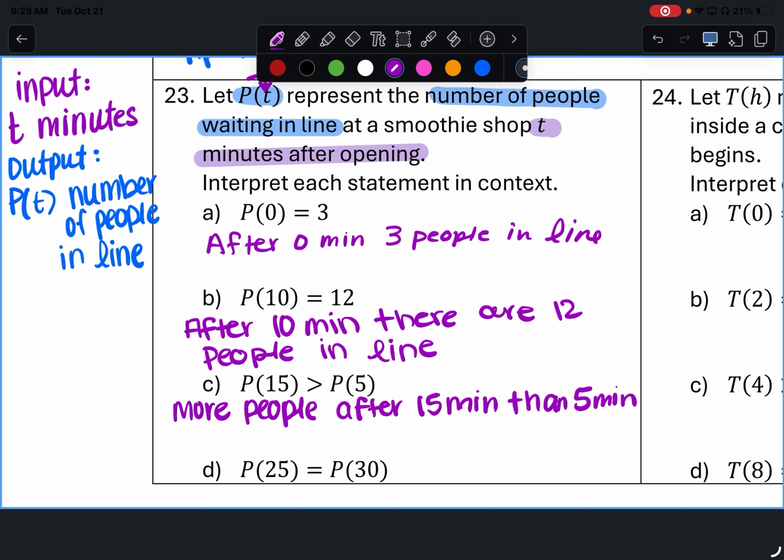If you answer these slightly differently, as long as you are getting the gist of what it means, you are good on the test. I'm not looking for a specific sentence. I'm looking for you to say that it doesn't matter if you say more people after 15 minutes than 5, or at 15 minutes there are more people than 5 minutes, or 15 minutes has more than 5 minutes. As long as you say what it is, you're good. You don't have to say it in a specific way.